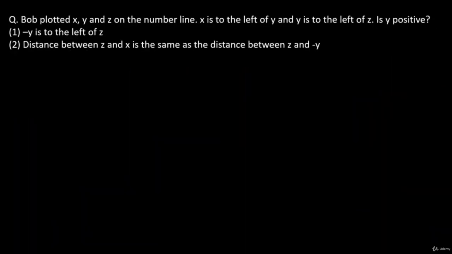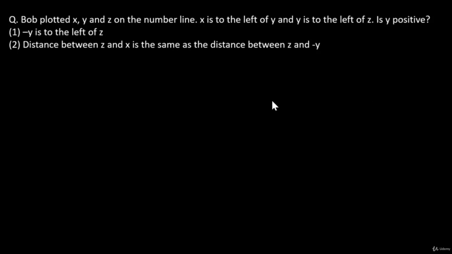Let's do this question. Bob plotted x, y and z on the number line. X is to the left of y and y is to the left of z. Is y positive? And the statements are: statement 1, minus y is to the left of z. Statement 2, distance between z and x is the same as the distance between z and minus y. Alright, pause the video, give it a try, and then let's do it together.